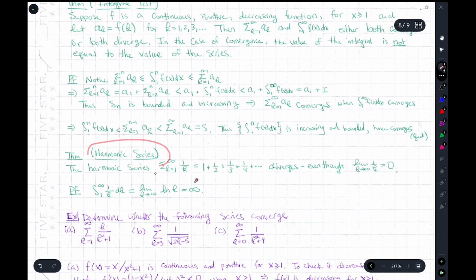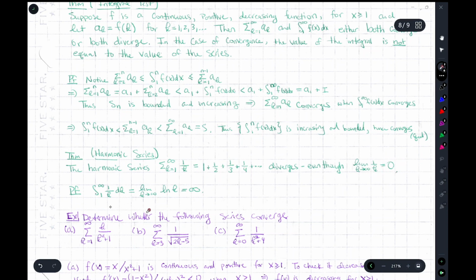So let's go back to that harmonic series. The harmonic series is this, okay, this 1 over k. It's called the harmonic series. This is how it looks when you express out the terms. It diverges, even though the limit as k goes to infinity of 1 over k is 0. So even though its terms tend to 0, it diverges.